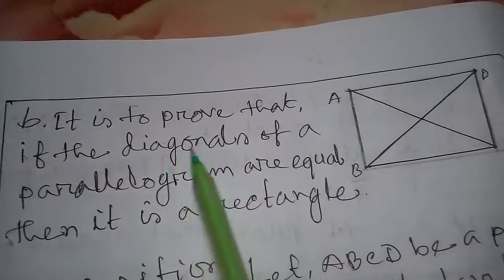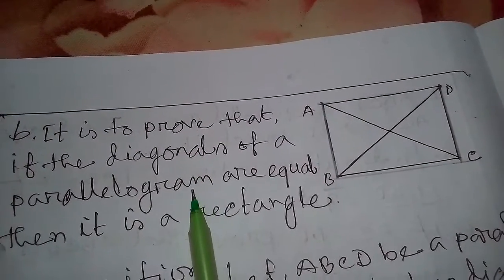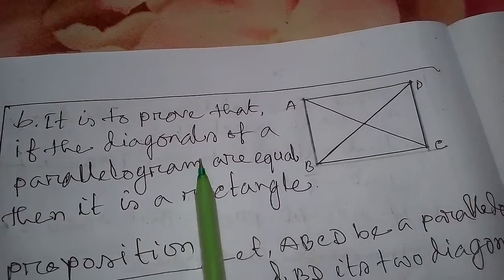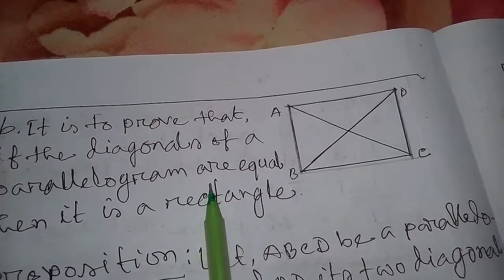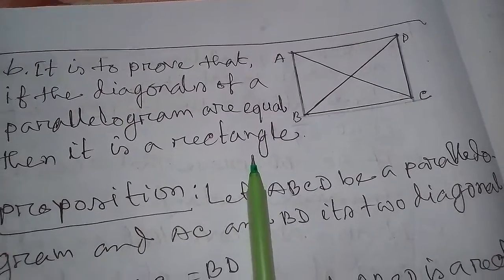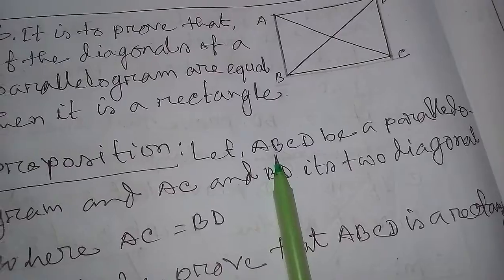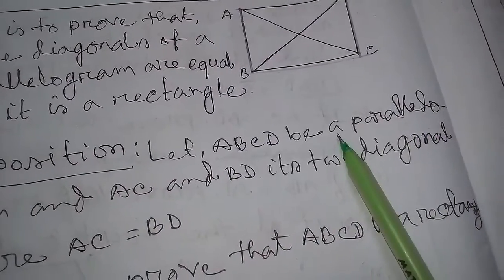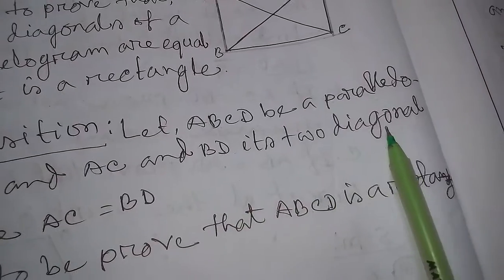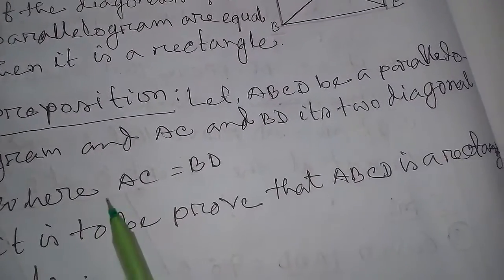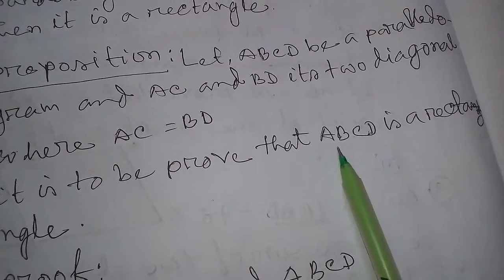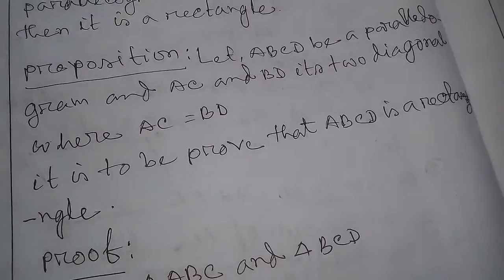B: it is to prove that if the diagonals of a parallelogram are equal, then it is a rectangle. Proposition: let ABCD be a parallelogram, and AC and BD are two diagonals where AC equals BD. It is to be proved that ABCD is a rectangle.